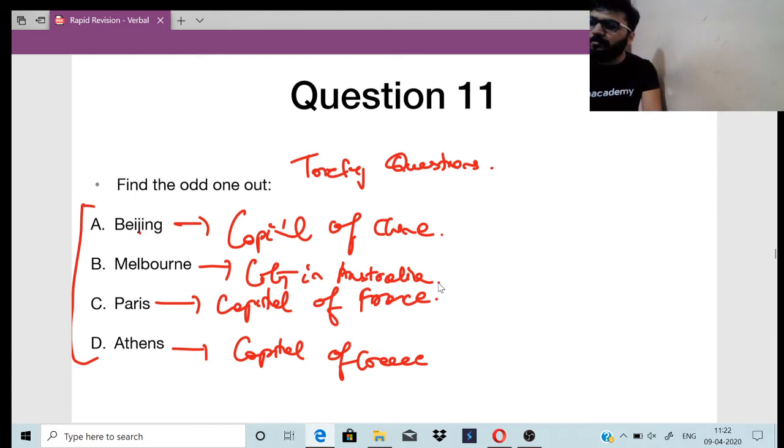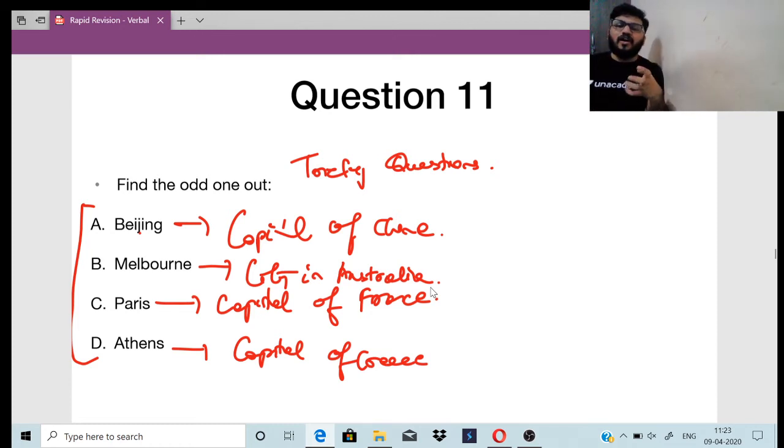So it is option B. All others are capital cities. Melbourne is not a capital city. Yes, see, that is what I told, okay? These are very tricky questions.